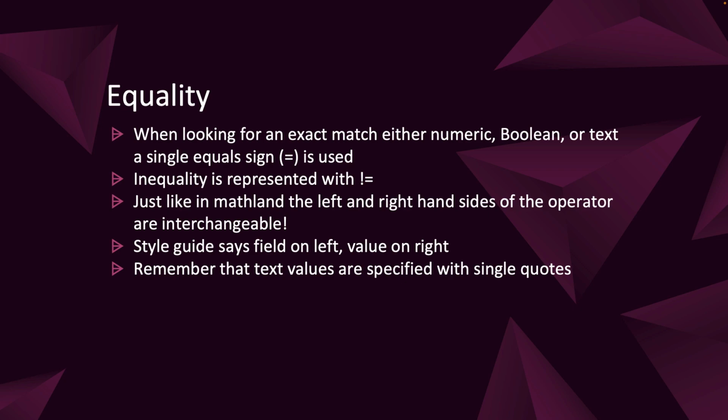Now, in Mathland, these are interchangeable. However, because we have a style guide, we're always going to put the column names on the left-hand side and the values we're comparing to it on the right-hand side. Remember that text values, when we do this, we specify using single quotes, because the single quotes are how we can identify it's a text value when we're looking at a comparison with this. So just as an FYI.